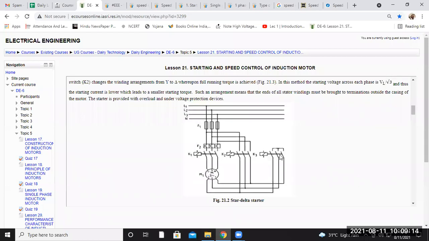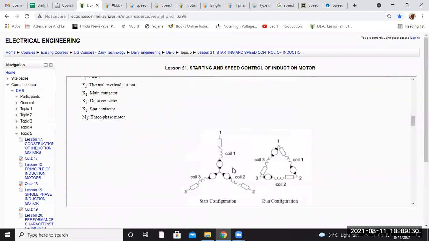Now normally we know that for the delta connection the voltage remains the same, but the line current and phase current are different: line current equals √3 into phase current. Accordingly, we use star to delta connection. As you know, in star connection, the line voltage is related to √3 into phase voltage.